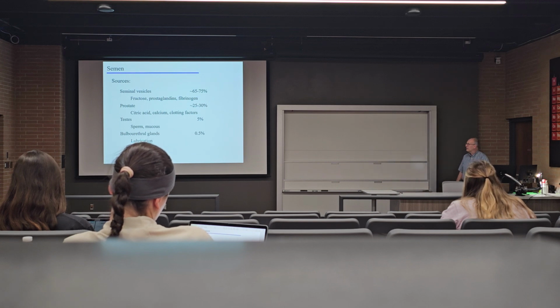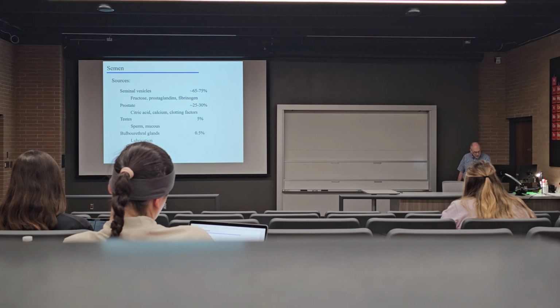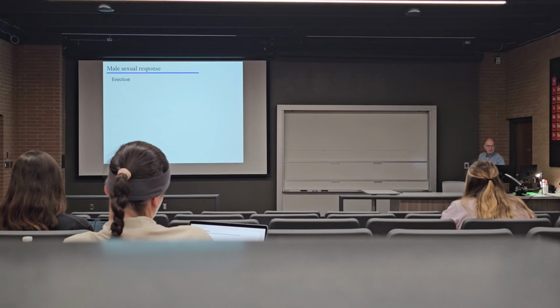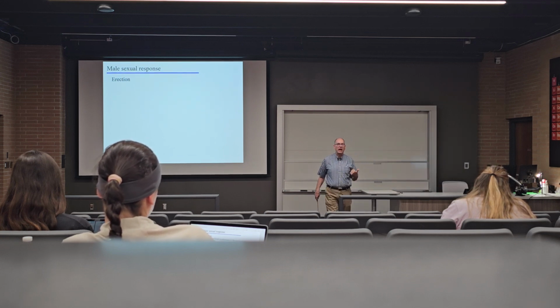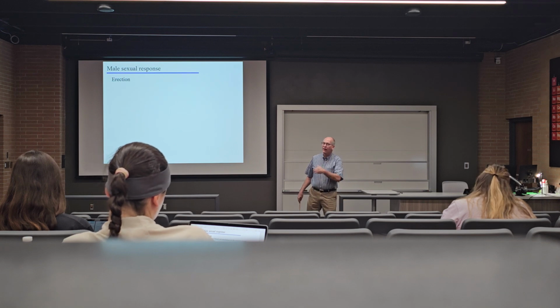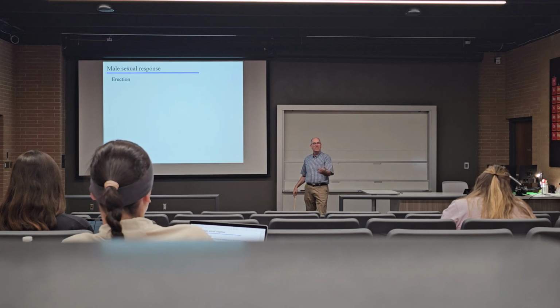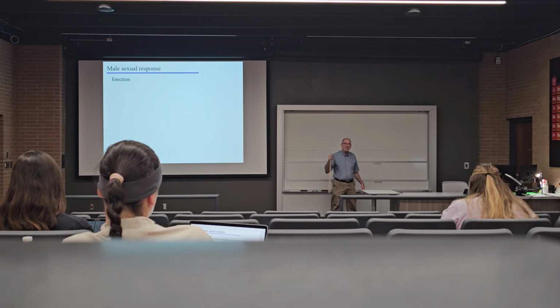Now, in order to get the semen containing the sperm into the female reproductive tract, we then need to talk a little bit about the male sexual response. And it takes place in two parts. First, we have erection, followed by ejaculation. And I hope you all know what these terms already mean, because I'm not going to tell you.